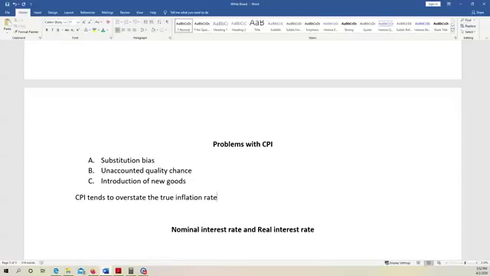So for example, if you see the inflation rate calculated using CPI is equal to 2%, in reality, the actual inflation rate may be smaller than 2%. Why? Because there are several problems with CPI. They are substitution bias, unaccounted quality change, and the introduction of new goods. So I can use iPhone to demonstrate all three problems associated with CPI.